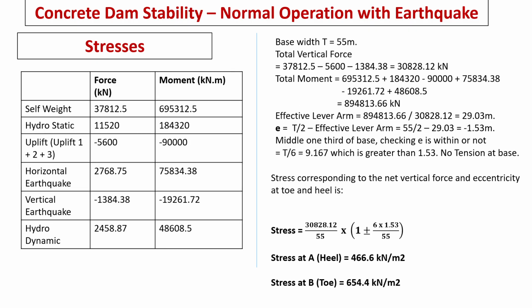In the stress calculations which we have done for previous load combinations, moments in clockwise are added and anti-clockwise are subtracted. The effective lever arm is 29.03. Eccentricity is negative, this means it is other side of center of base. Eccentricity is towards toe side, so there will be more pressure towards toe side. In this condition also, there is no tension at the bottom of the dam base.